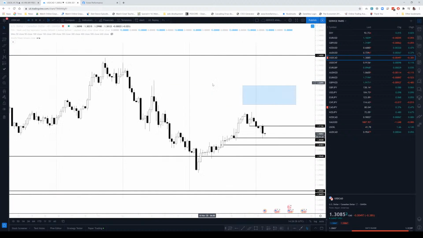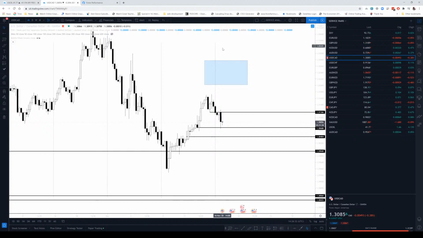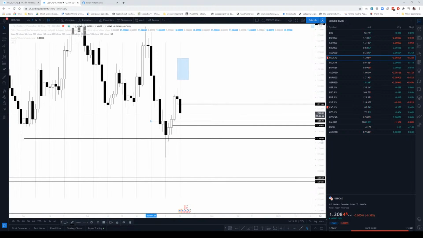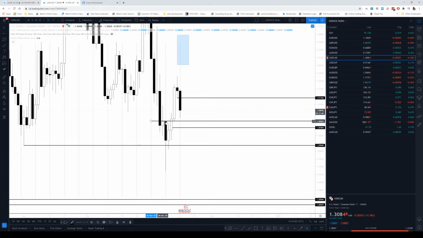What would change my view or my direction? If we do come down and take out this, if we close below here on the daily, this is the weekly time frame, but on the daily, this level here, if we close below that, then I am no more looking for upside objective. So the long trade that we do have is still valid. We're still looking for upside objective, but if we close below this on a daily basis, then I'm no more looking for it.